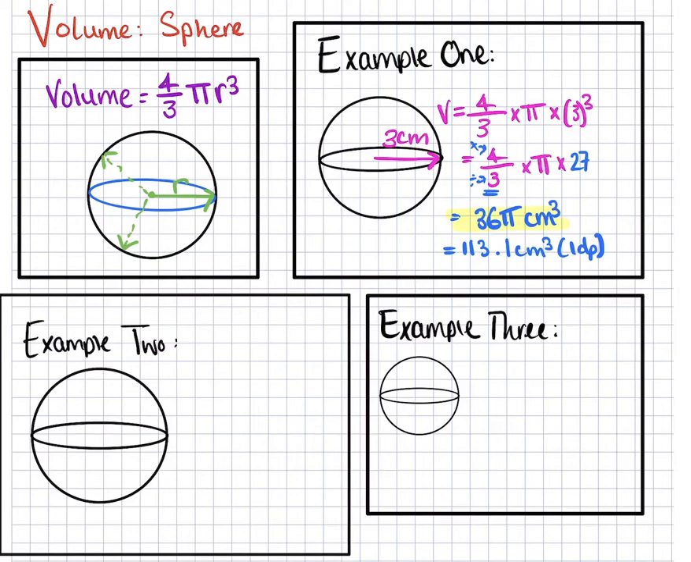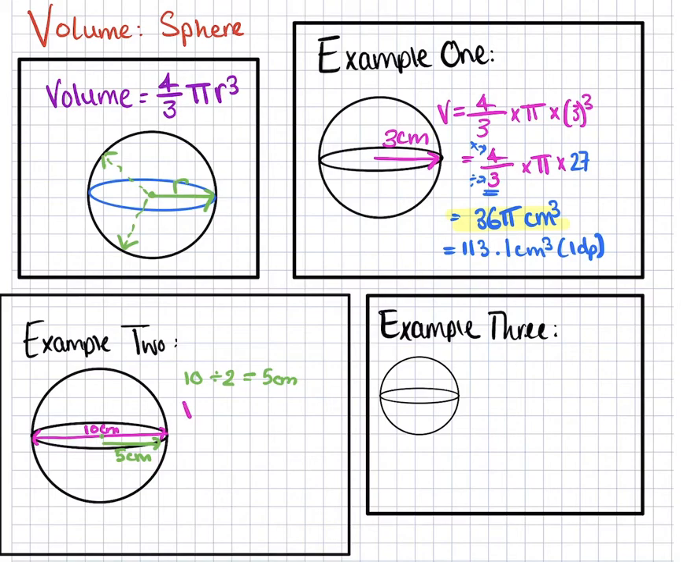What if instead I had a diameter of 10 centimeters? Well, the first thing I'll need to do here is divide that 10 by 2, because the diameter is double the radius. 10 divided by 2 is 5 centimeters. So this will be our radius that we will need to use. From here, our steps are the same.